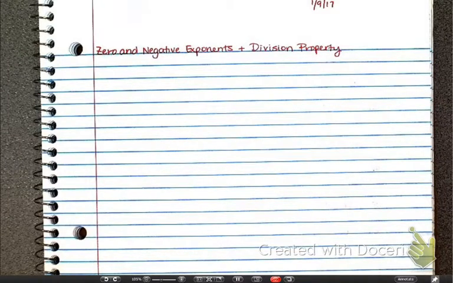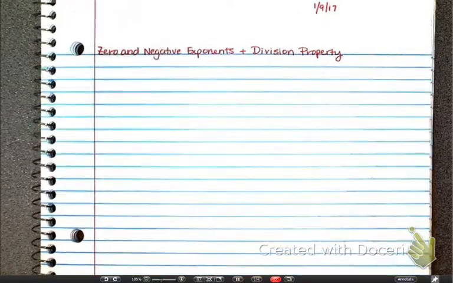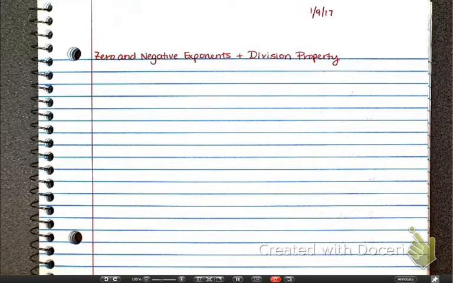So today we're going to look at zero and negative exponents and the division property. Make sure that you have your date and title written.